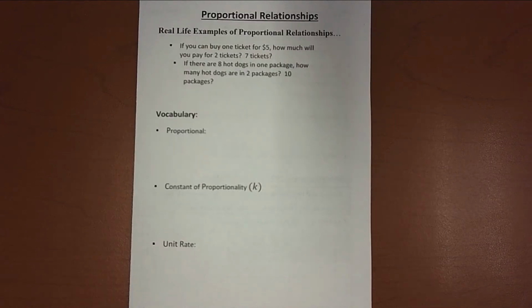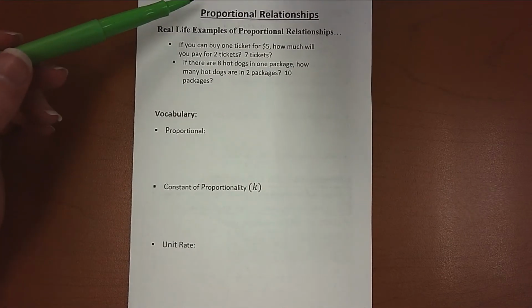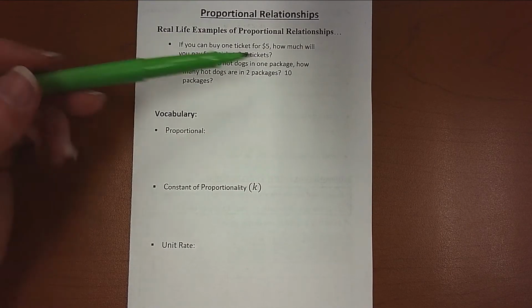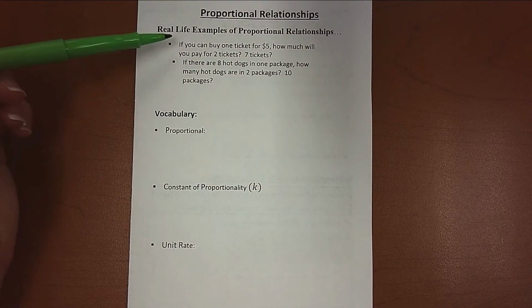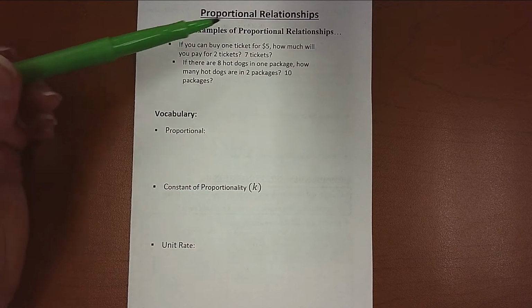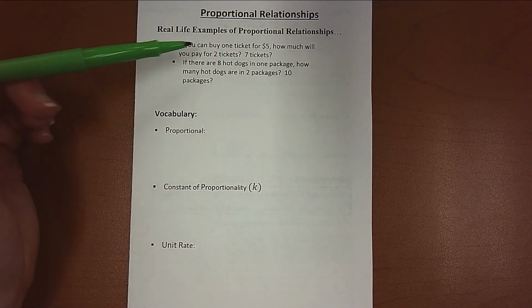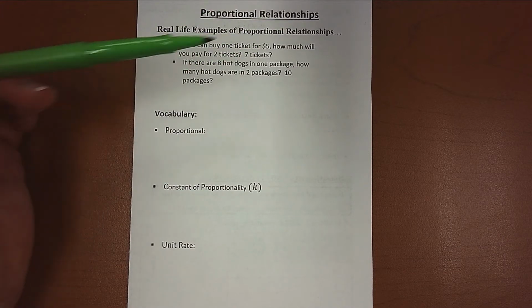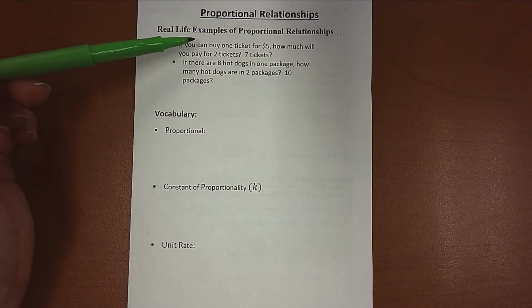All right, today we're going to be talking about proportional relationships. So some real-life examples of proportional relationships include if you can buy one ticket for $5, how much will you pay for 2 tickets or for 7 tickets? This is a proportional relationship.